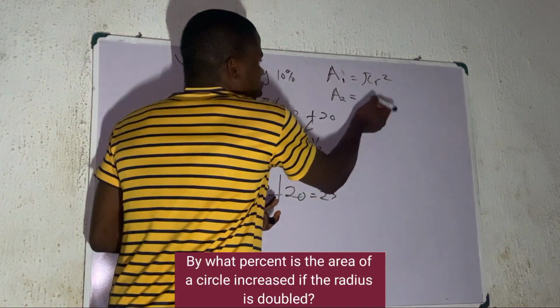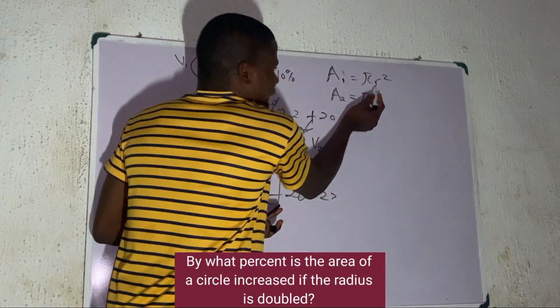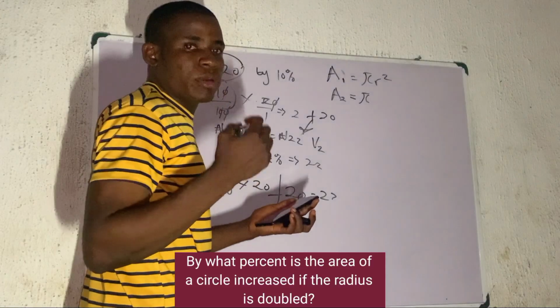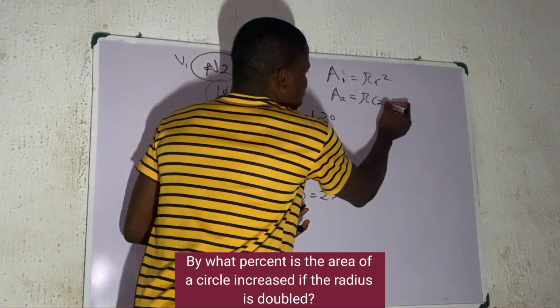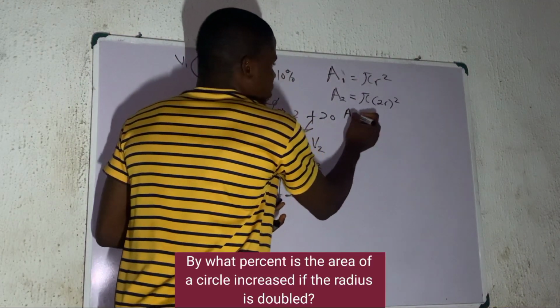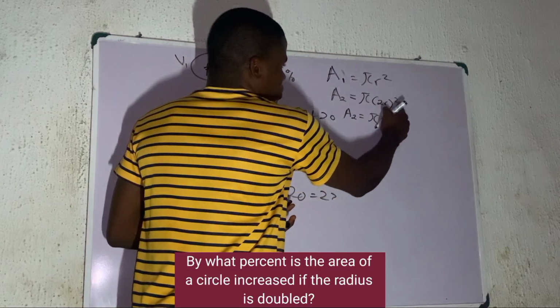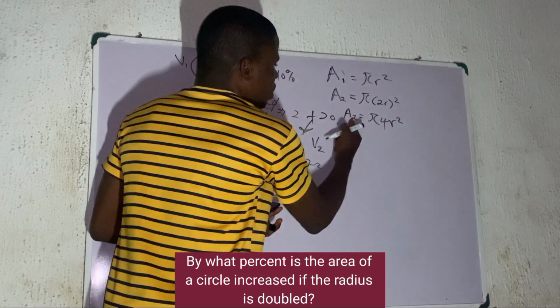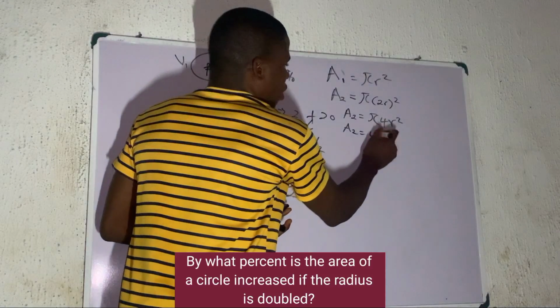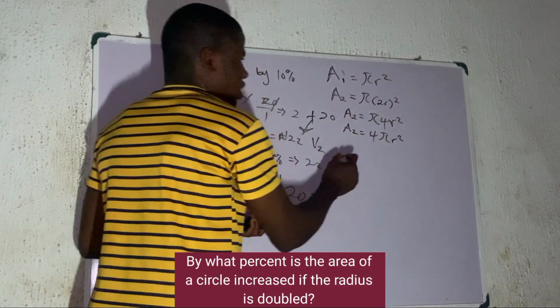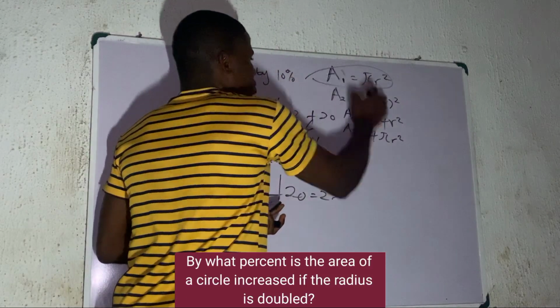Now, what will be the new area when this radius has been doubled? So it will be equal to pi. Will it be r? No. When r is doubled, it becomes 2r. That's 2r all squared. So the new area is equal to pi times 2 squared, which is 4, times r squared. So the new area is 4 pi r squared. I hope you are still following. So I'll be considering 1, 2.